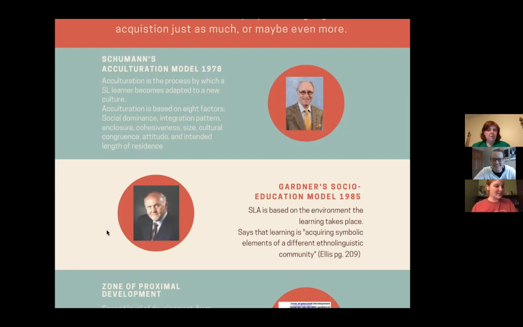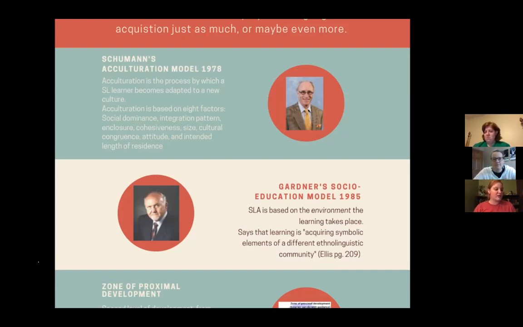Enclosure, which is the extent to which the second language group shares the same social facilities or has different social facilities. Cohesiveness, which is the extent to which the second language group is characterized by intergroup contacts. Size, whether the second language group constitutes a numerically large or small group. Attitude, whether the second language group and target language group may hold positive or negative attitudes towards each other. And intended length of residence, whether the second language group intends to stay for a long or short time.